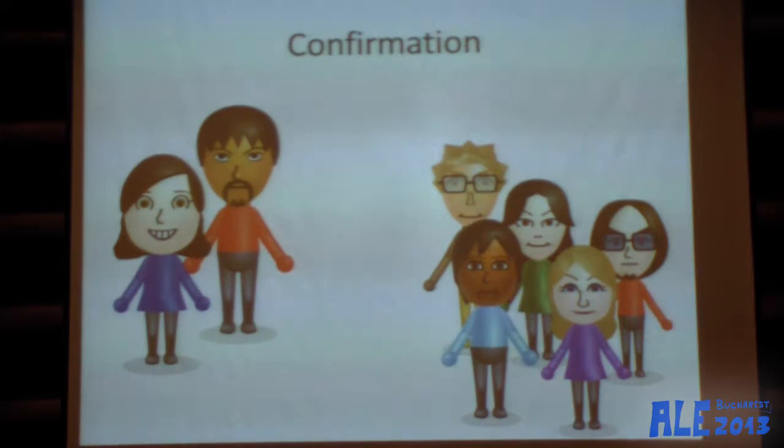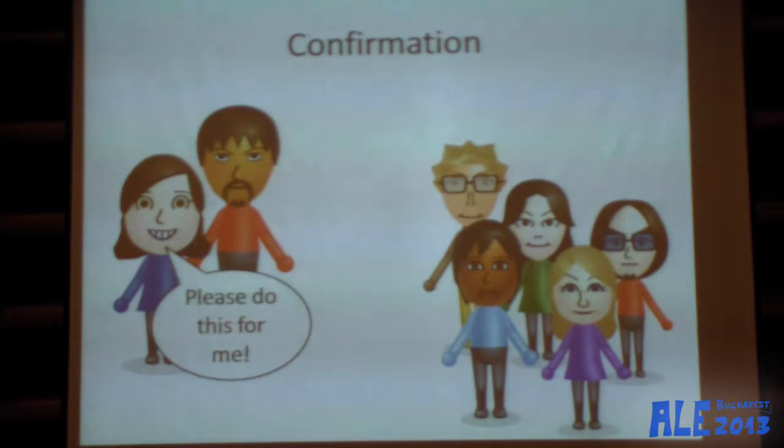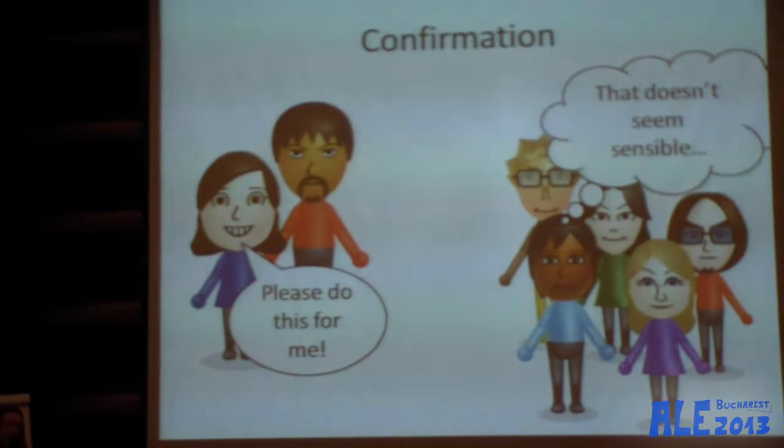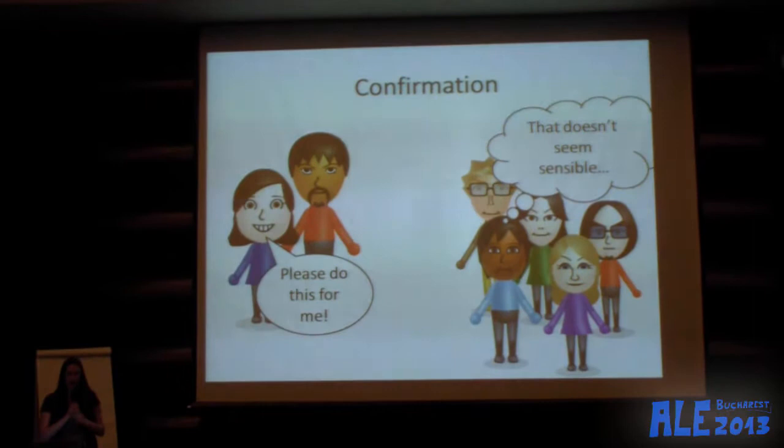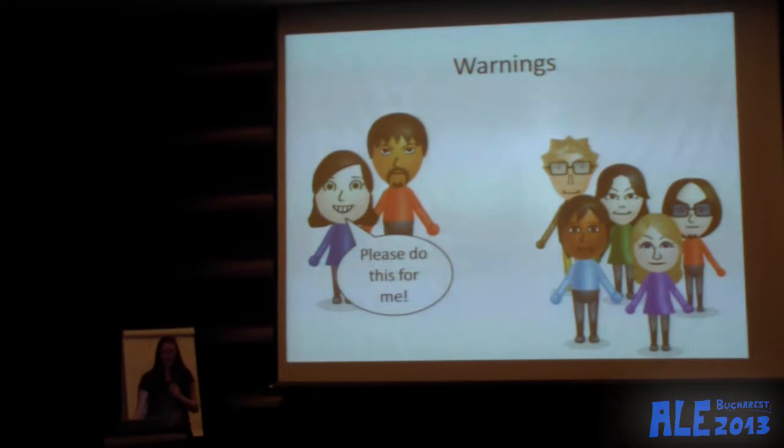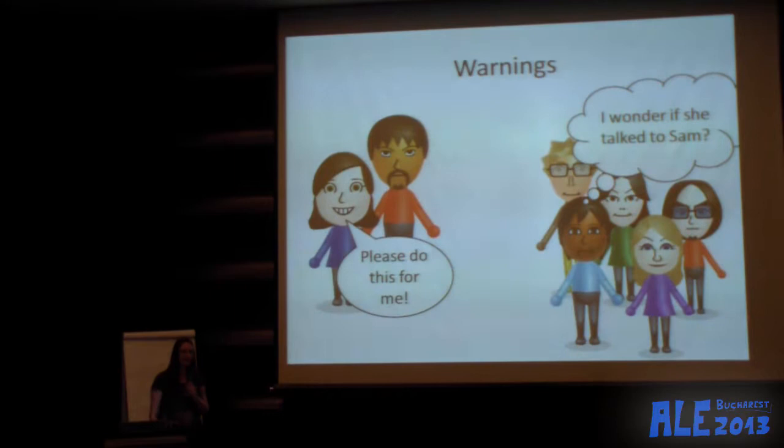Confirmation. So this is saying to people, are you sure you really want to do that? So our vision owning product owner says, you know, please can you do this for me? And our devs go, that doesn't seem sensible. I'm sure there's something missing there. But they don't say anything, because it will mean more work and that will mean adding more things to the backlog, and we don't want to do that. Warnings. So again, just letting people know that it might not be a good idea. You know, please do this for me. And says, I wonder if you talk to Sam about this. So I'm sure Sam must have a thing to say about this. This is Sam, by the way.